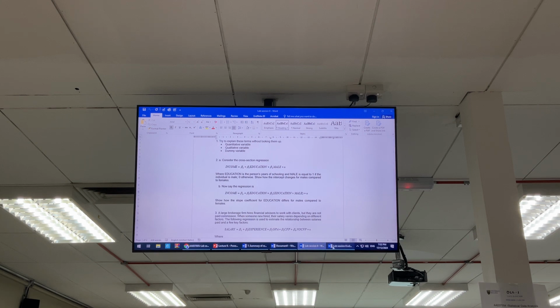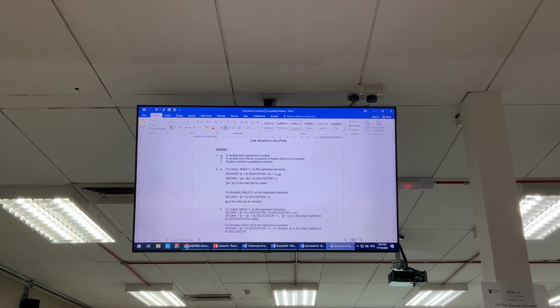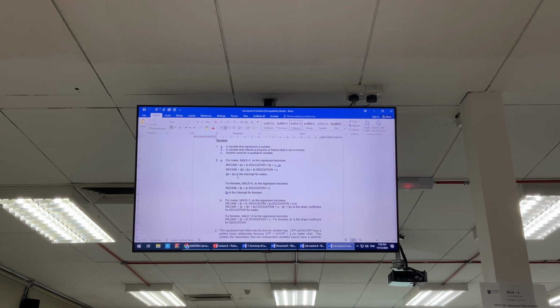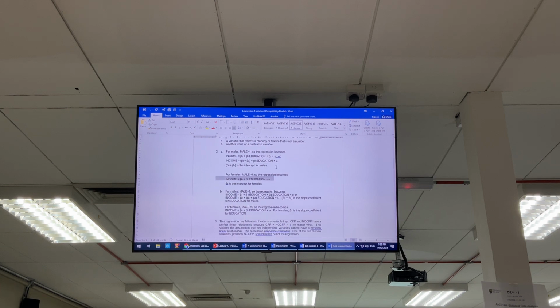Okay, so you look at the given solution. It explains the reduced equation for male versus for female. For male, we have the intercept beta 0 plus beta 2. For the case of female, just the beta 0 intercept. The slope is the same for both male and female.